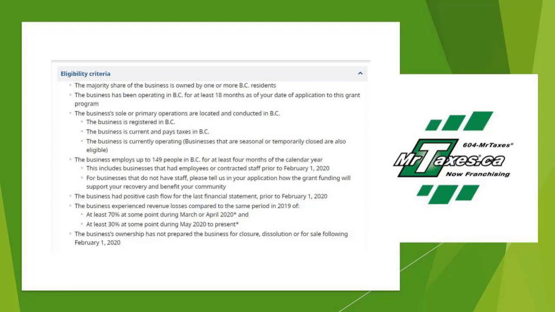The business has experienced revenue losses compared to the same period in 2019 of at least 70% at some point during March or April 2020, and at least 30% at some point during May 20 to present. That's a combination there. So it's not and or, it's and.